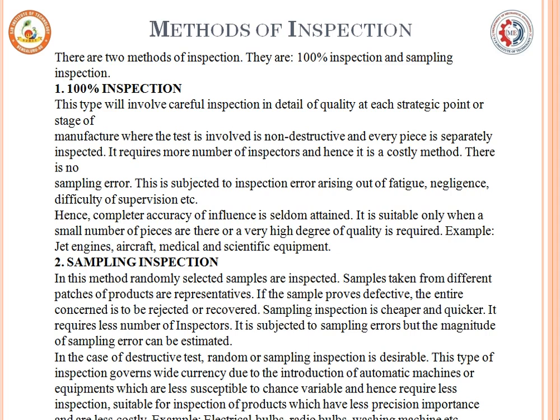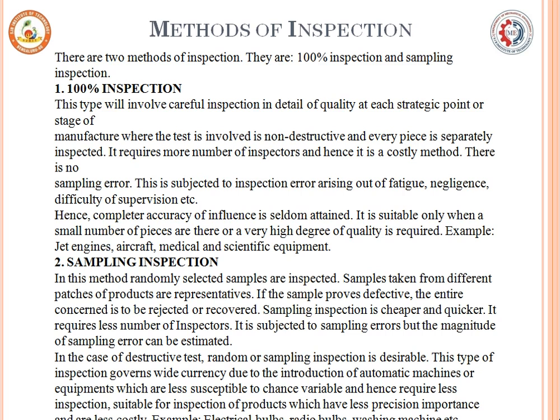Here in 100% inspection, each and every part is checked for accuracy and is subject to inspection errors, which arise out of fatigue, negligence, difficulty of supervision, etc. So complete accuracy of inspection is seldom attained. It is used where the number of pieces is small or a very high degree of quality is required. For example, jet engines, aircraft, medical and scientific equipment.